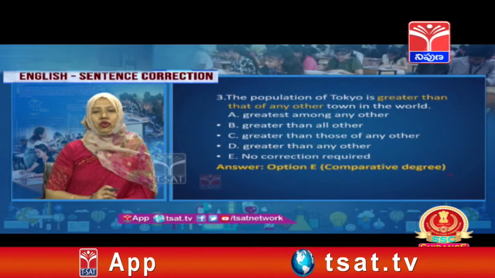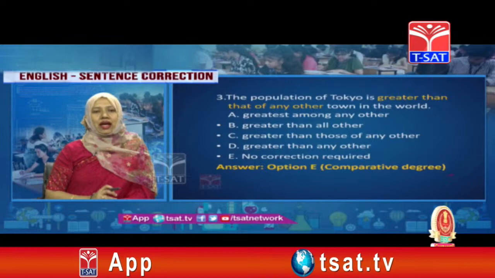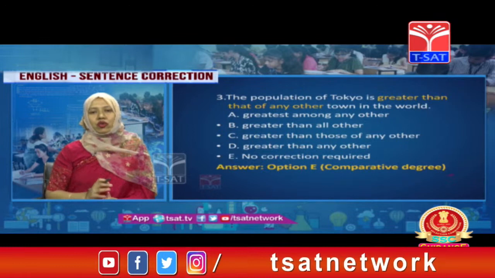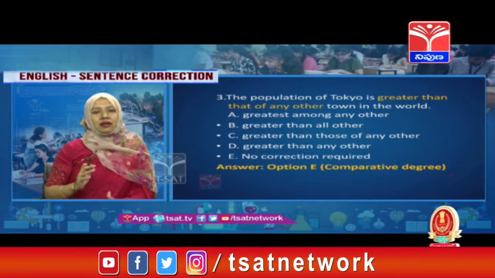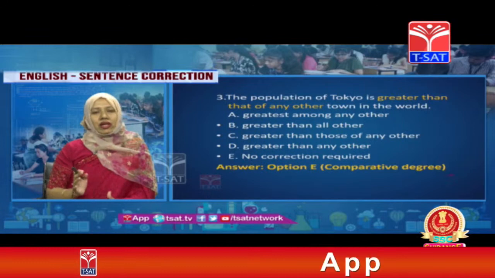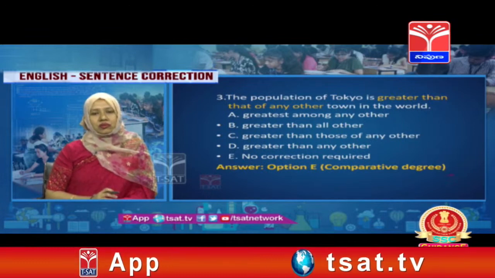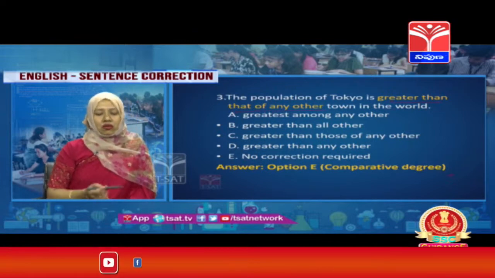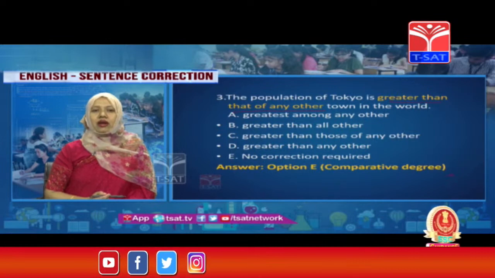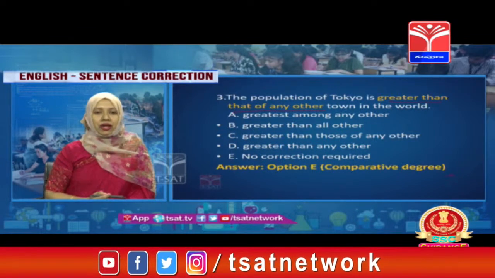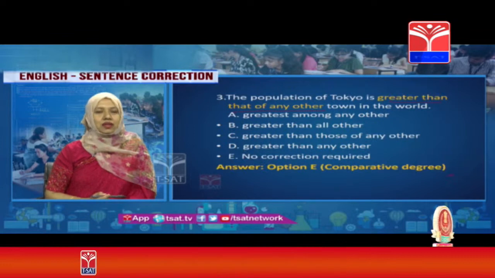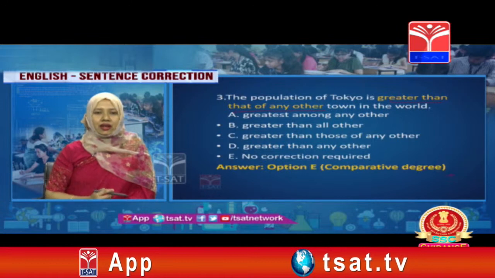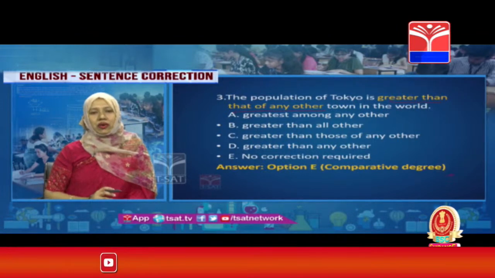The population of Tokyo is greater than that of any other town in the world. Now, greater than is given here, that of any other town. What are the options? Let's see. A, greatest among any other. B, greater than all other. C, greater than those of any other. D, greater than any other. Or E, no correction required.